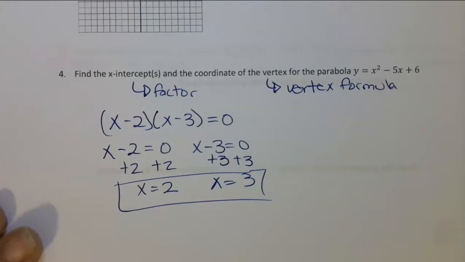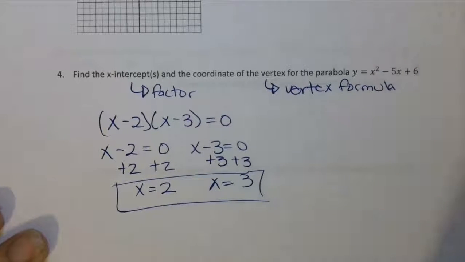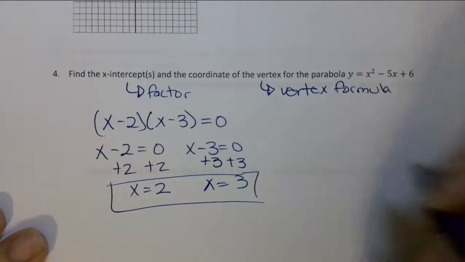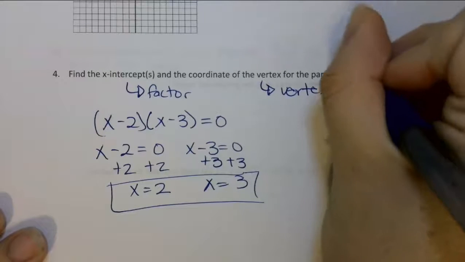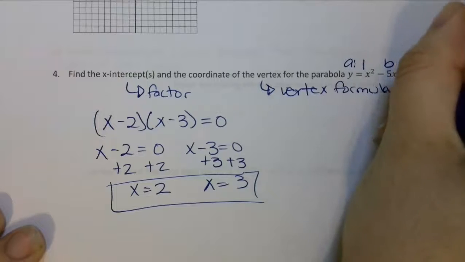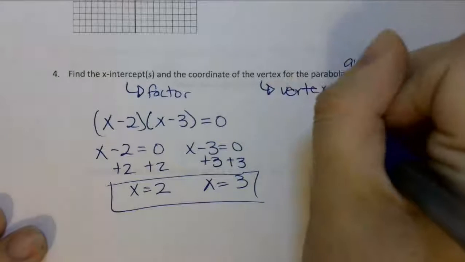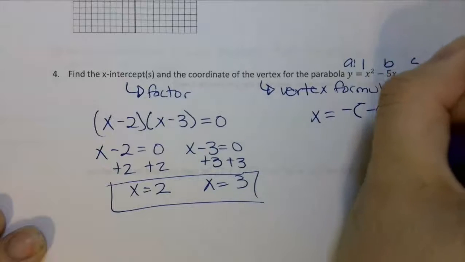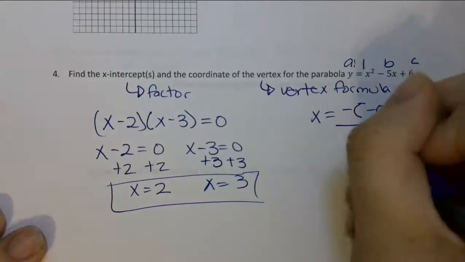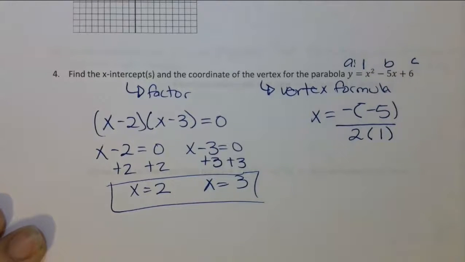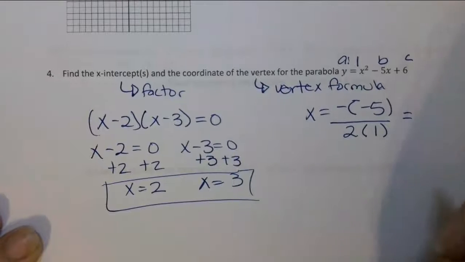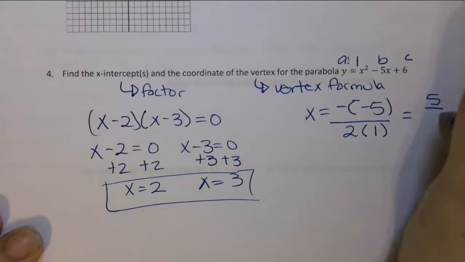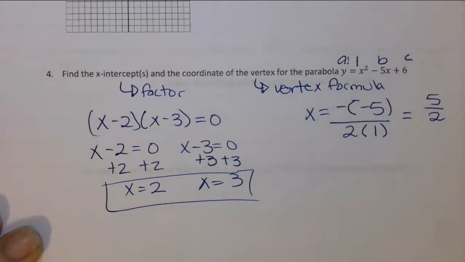For the vertex part of number 4, I want to use that x equals negative b over 2a. So my a is 1, my b is negative 5, and my c is 6. So I have x equals negative negative 5 over 2 times my a value of 1, which gives me positive 5 over 2.